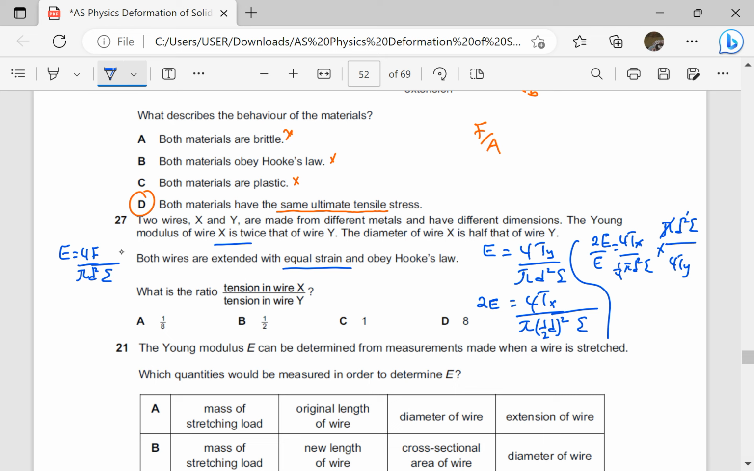So pi d squared, 4 has cancelled, E has cancelled, and epsilon has also cancelled. So I have 2 times 2 is equal to T_X, and the 4 goes up in the denominator, so it is 4 over T_Y. So I want T_X over T_Y, so you notice that T_X over T_Y is going to be 2 divided by 4, which is a half. So our answer here is going to be a half.